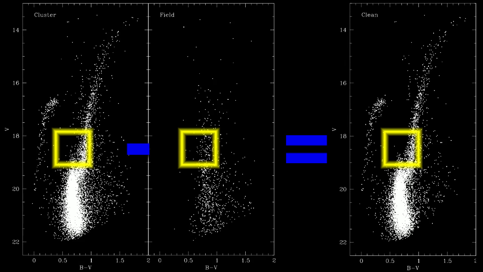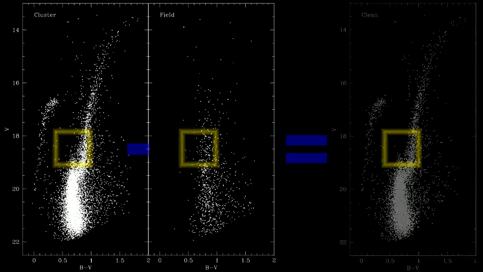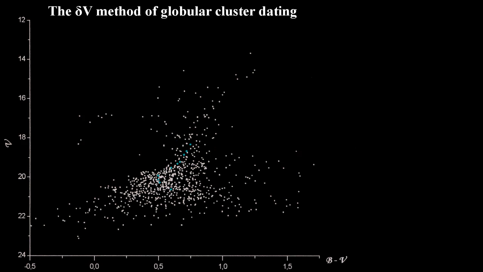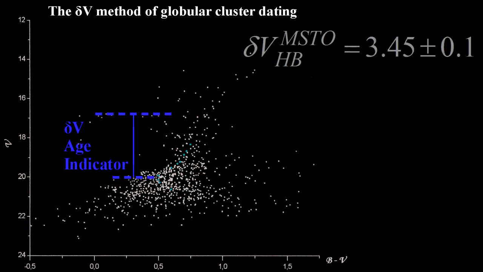However, it may also be sufficient to create the CM diagram in a ring relatively close to the cluster core, where the percentage of galactic stars may be negligible. Now we are ready to create our color magnitude diagram, from which we'll derive an age estimate of our cluster. We estimate delta V from the CM diagram. Now we need a calibrating equation to derive the age of the cluster.